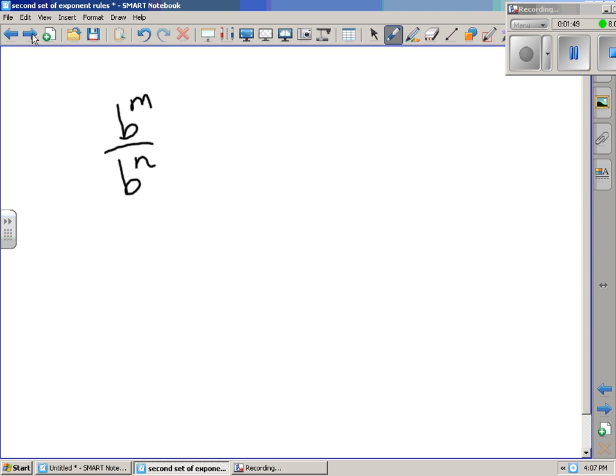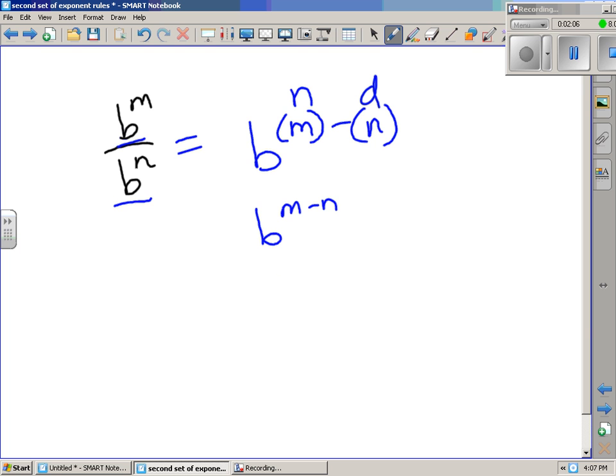In this case, the bases are the same. So when the bases are the same and you have a fraction, subtraction better be your action. So we have b to the power of m, the numerator's exponent, minus n, which is the denominator's exponent. So it's b to the power of m minus n.